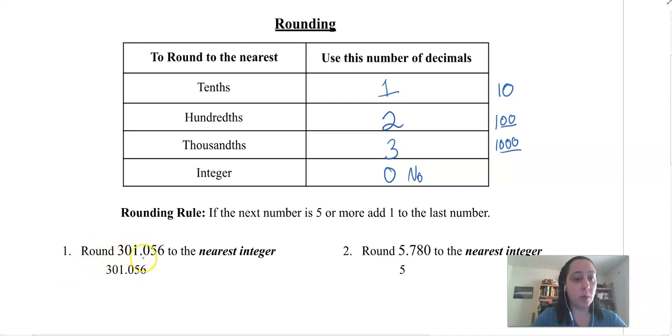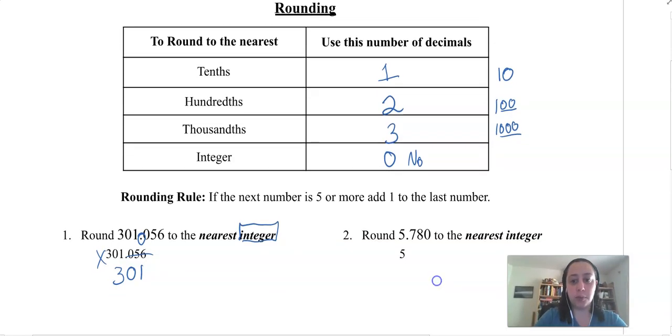Round 301.056 to the nearest integer. And this student wrote 301.056. Is that correct? No, this is not correct. We have integer written here. For integer, we need no numbers, 0 numbers after the decimal point. Here's my decimal point. I need 0 numbers after it. Now the number after is 0, which is less than 5. So I'm just going to cross all of those out and write 301.